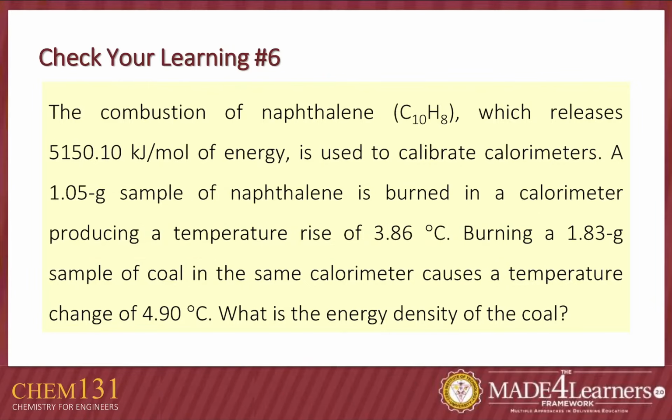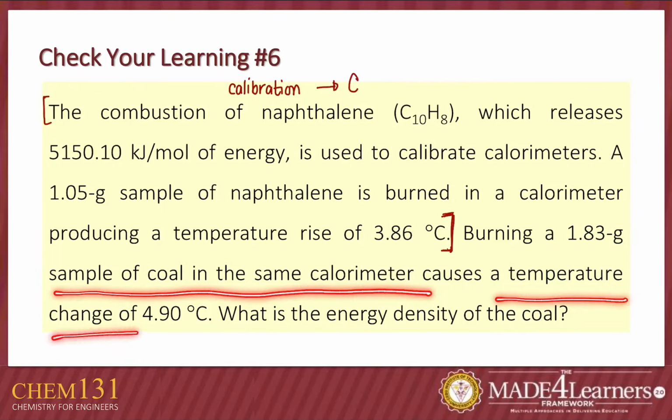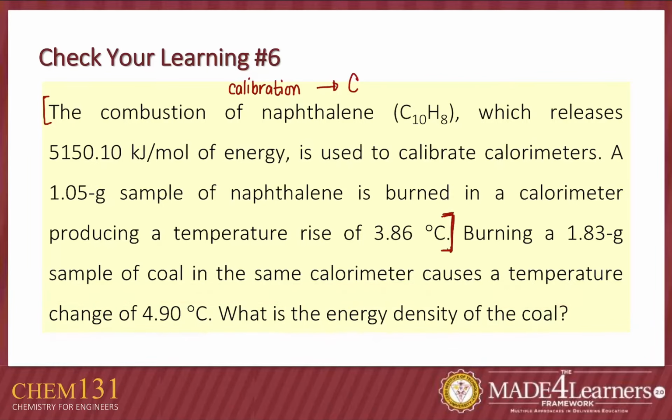So for this part here, when the naphthalene was burned, it is for calibration. So in the calibration, we can already solve the heat capacity of the calorimeter. Now, burning a 1.83 gram sample of coal in the same calorimeter causes a temperature change of 4.90 degrees Celsius. What is the energy density of the coal?